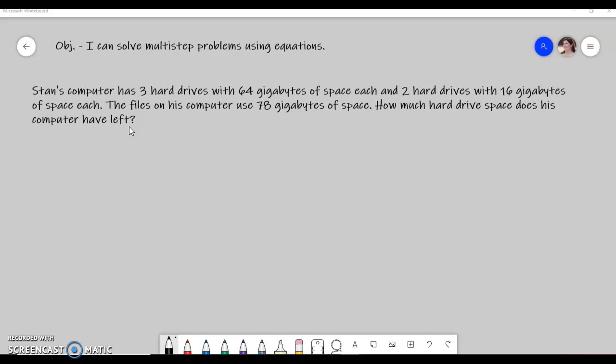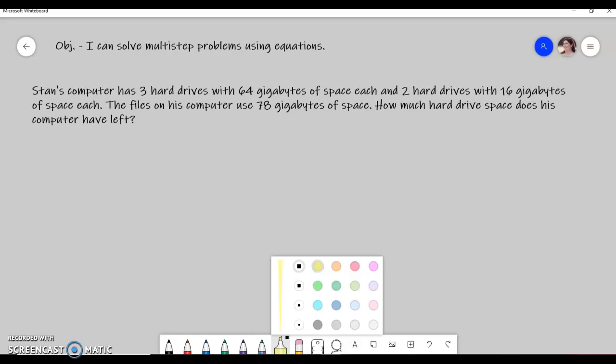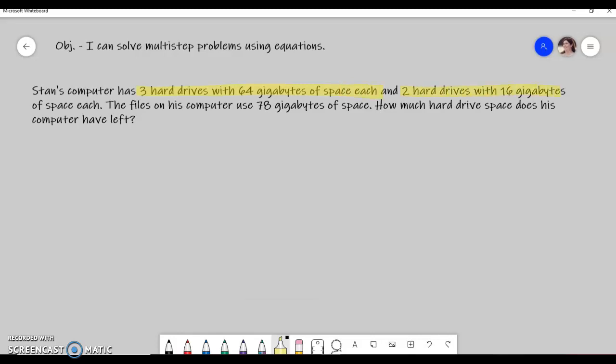So, the first thing is we want to look for the information we're going to need. So, what information do we need? As we're reading it, we're going to see what we find. Stan's computer has 3 hard drives with 64 gigabytes of space each, and 2 hard drives with 16 gigabytes of space each. So we know that we have 3 hard drives with 64 gigabytes of space each. We also know that there are 2 hard drives with 16 gigabytes of space each.